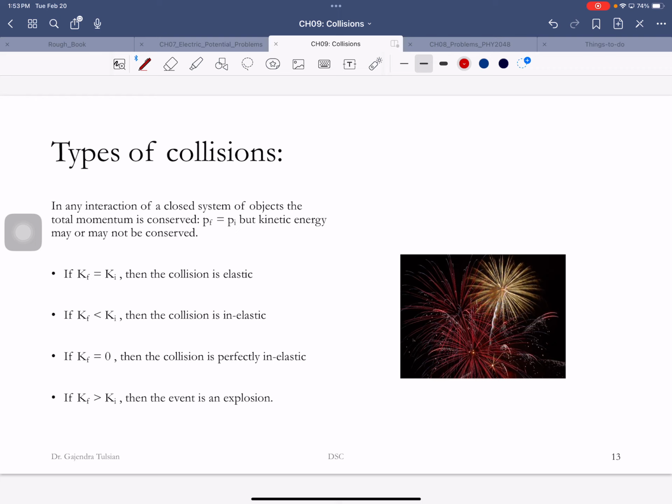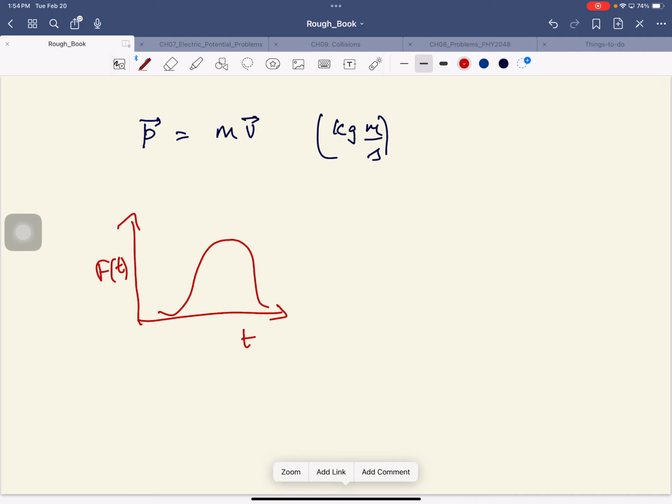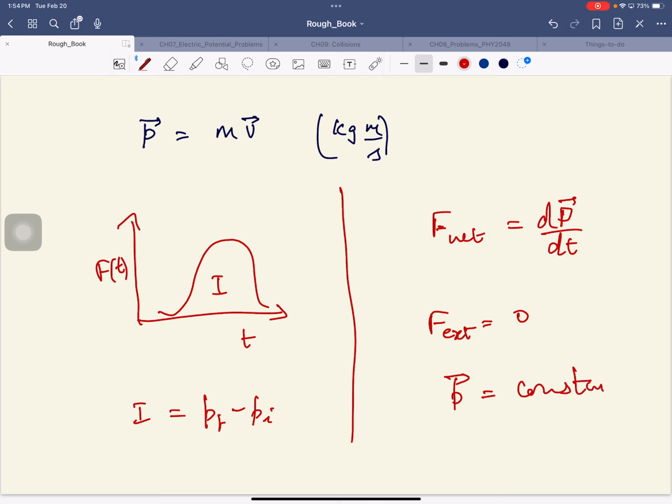All right, now, to review, the two main things that you've learned in the previous slides were the impulse momentum theorem: impulse was equal to change in momentum. And the other thing was force was dP by dt. And if external force is 0, P is constant. Okay, so that's what you learned.